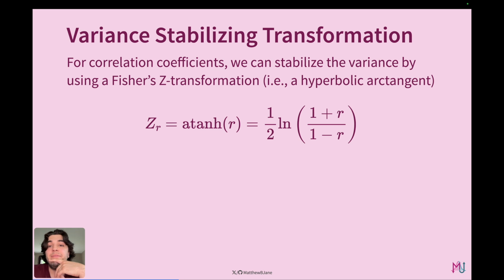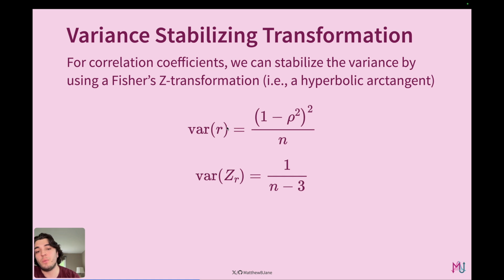Now, we can apply a variance stabilizing transformation, and variance stabilizing denotes the fact that we want to make a transformation that forces the variance to be independent of the true correlation itself. So for a correlation coefficient, we can stabilize the variance using a Fisher's Z transformation. A Fisher's Z transformation, which we denote with ZR, essentially just takes the hyperbolic arctangent of the correlation coefficient, which is this formula here.